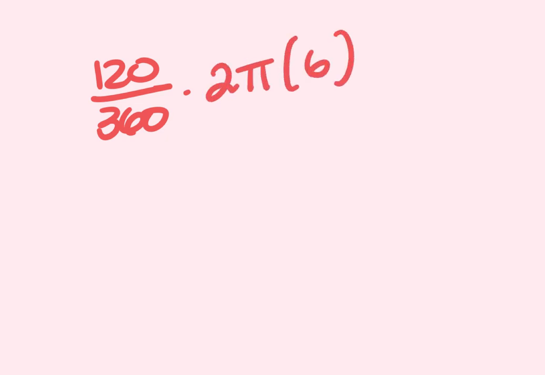What's the formula for arc length? Measure the arc over 360 times the circumference, which in this case goes through the radius, 2 pi r. So that's 1/3 times 12, 4 pi.